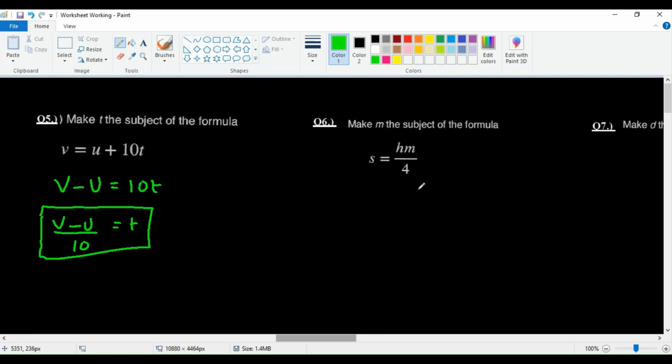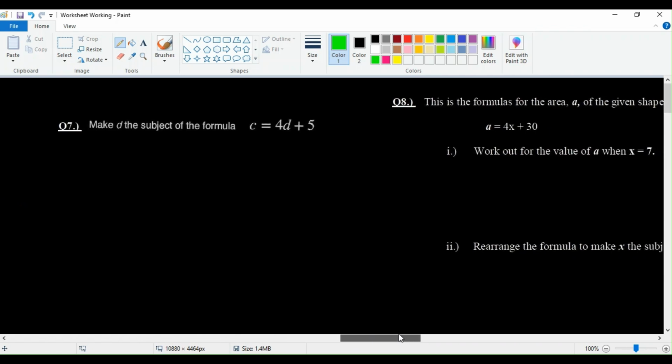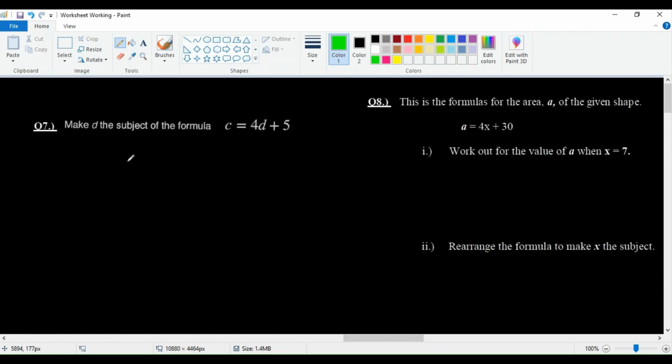When it comes to question number 6, it says make m the subject of the formula. That means 4s is your first step. Now keep m as it is, no change, and 4s over h is going to be the answer for question number 6. When it comes to question number 7, which says make d the subject of the formula, that means c minus 5 equals 4d. Now 4 is multiplying d, so 4 is going to go to the other side and make d the subject. This is the answer for this question.